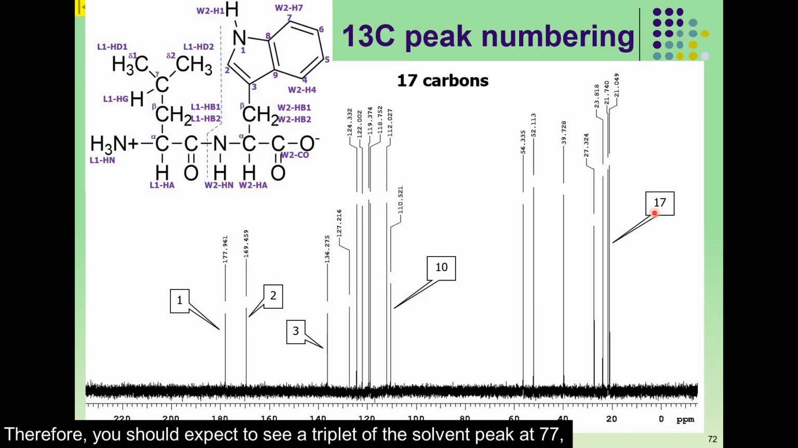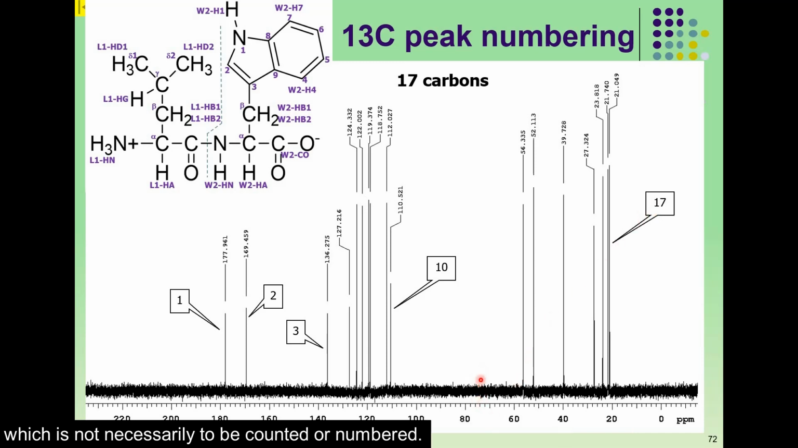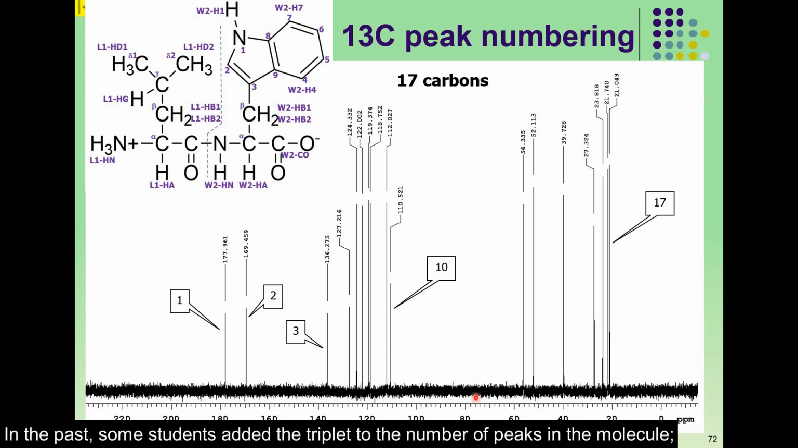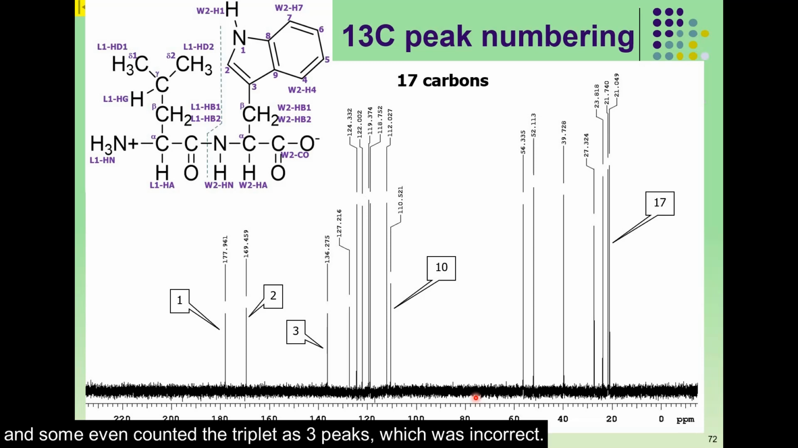Therefore, you should expect to see a triplet of the solvent peak at 77, which is not necessarily to be counted or numbered. It is okay to point out that the triplet is the solvent peak in your assignment. In the past, some students added the triplet to the number of peaks in the molecule. Some even counted the triplet as 3 peaks, which was incorrect.